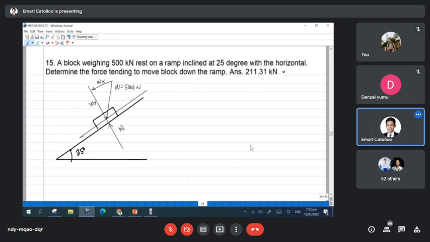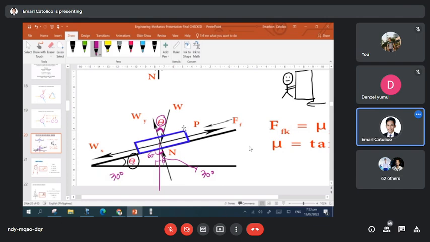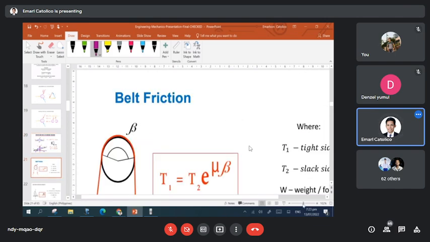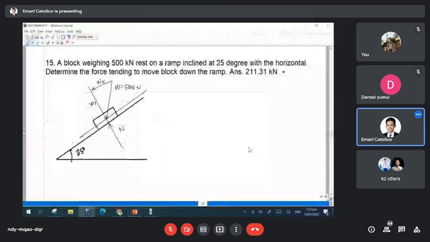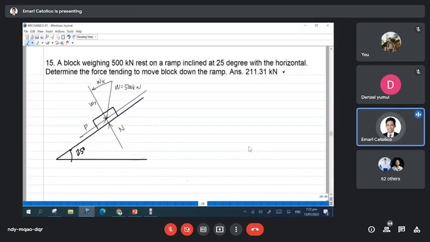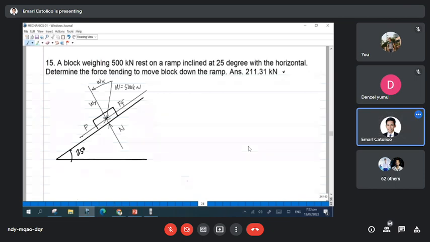Then, meron kang force P dito. Yan sa diagram. Yung force P mo, papunta sa right. Then, ang opposite niya is friction force. No? Meron kang force P dito. Then, opposite niya is friction force. So, pwede mo siyang i-rewrite in, anong tawag doon? Free body diagram. No?